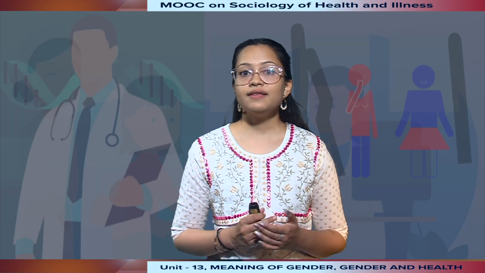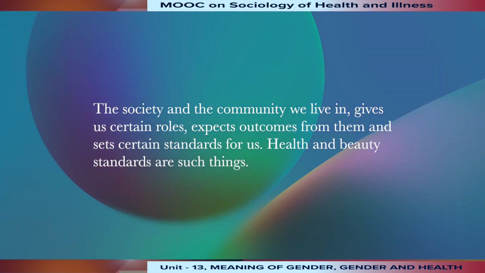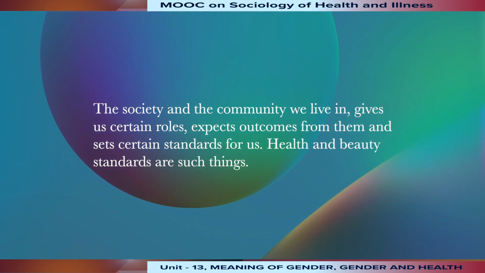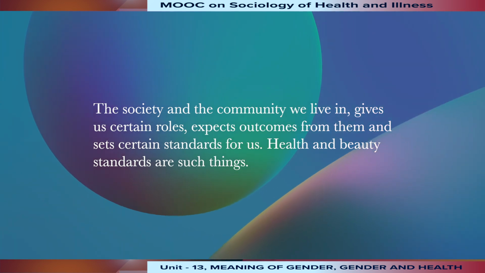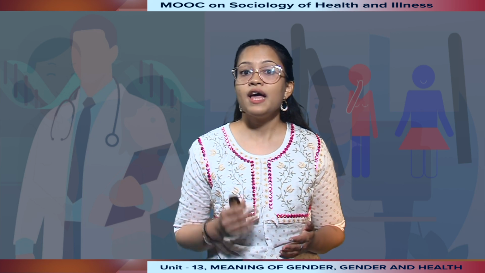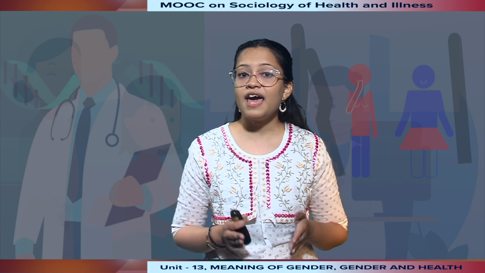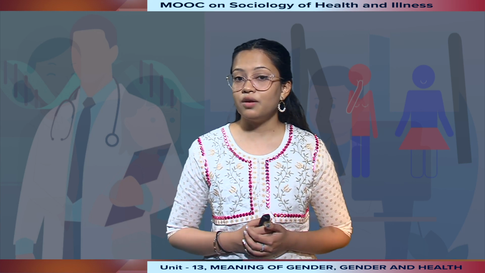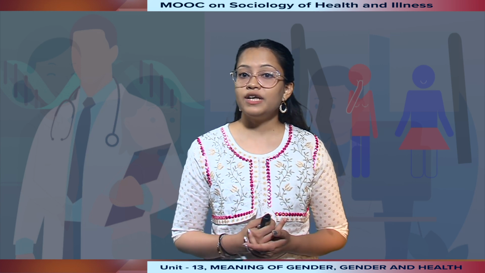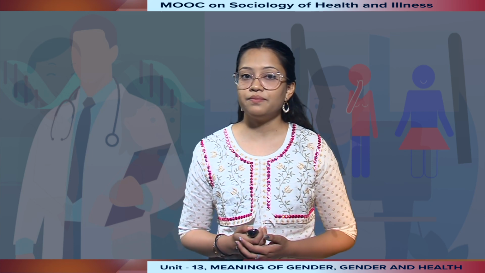The third one is community mindset. The society and the community we live in give us certain roles, expect outcomes from them, and set certain standards for us. Health and beauty standards are such things. Beauty standards are a set of values applied to both men and women to be regarded as handsome and beautiful in order to fit in the community. They are concerned with hair, skin color, clothing, etc. It differs from culture to culture and community to community.